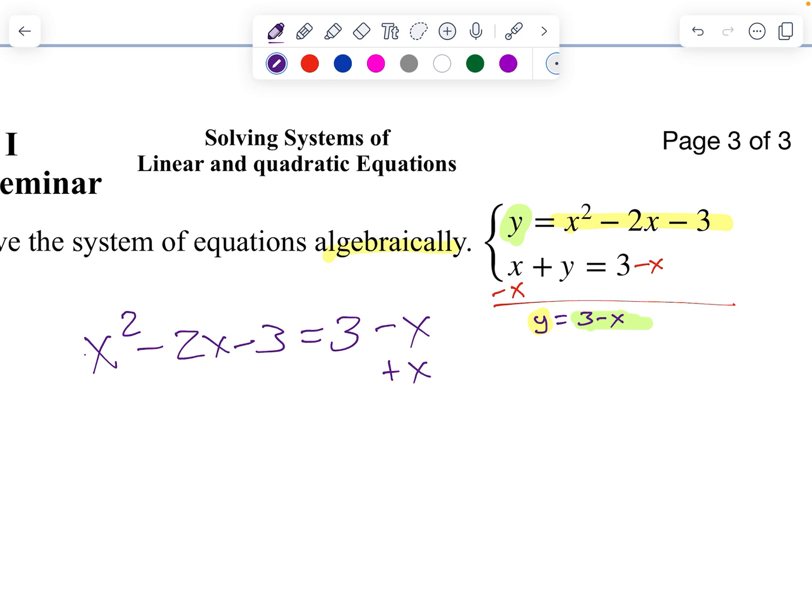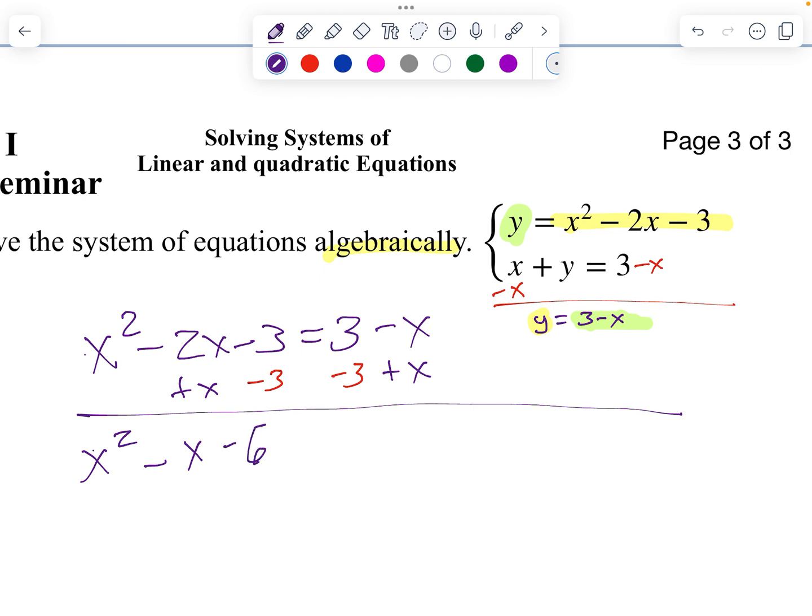So we're going to add x to both sides. And we might as well subtract 3 from both sides too, because I want to make one side equal to 0. So then I'm going to get x squared, negative 2x plus x is negative x, negative 3 minus 3 is negative 6, equals 0.